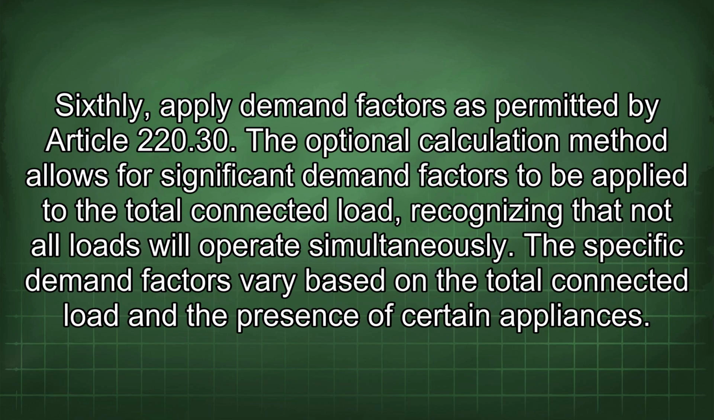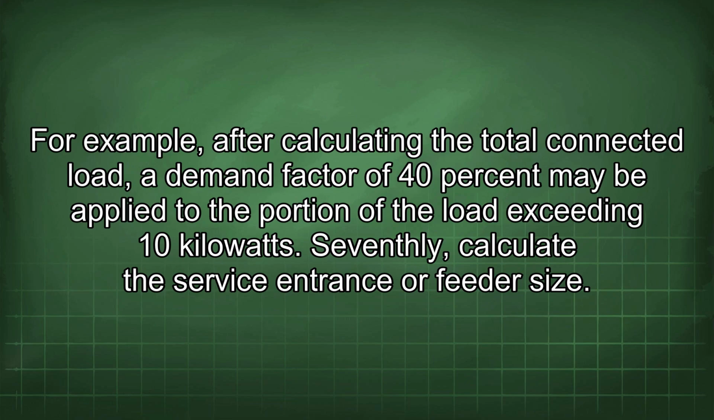Sixthly, apply demand factors as permitted by Article 220.30. The optional calculation method allows for significant demand factors to be applied to the total connected load, recognizing that not all loads will operate simultaneously. The specific demand factors vary based on the total connected load and the presence of certain appliances. For example, after calculating the total connected load, a demand factor of 40% may be applied to the portion of the load exceeding 10 kilowatts.